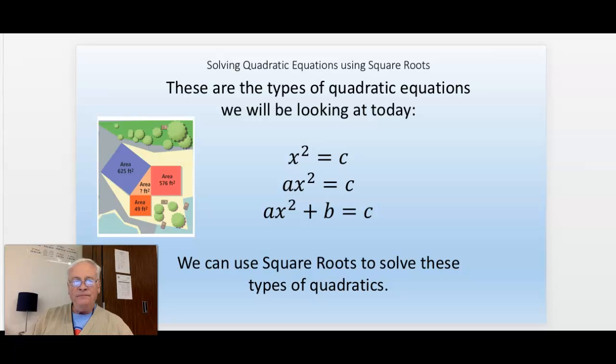There are three kinds of quadratics we're looking at today. The one where it's simply x squared equals some number, or where there's an a in front of that x squared equals some number c, or ax squared plus b equals c. We're going to use square roots to solve any of these three types of problems. You notice none of these have a linear term, a term with just x. The quadratic term, the x squared, is the one with the variable.